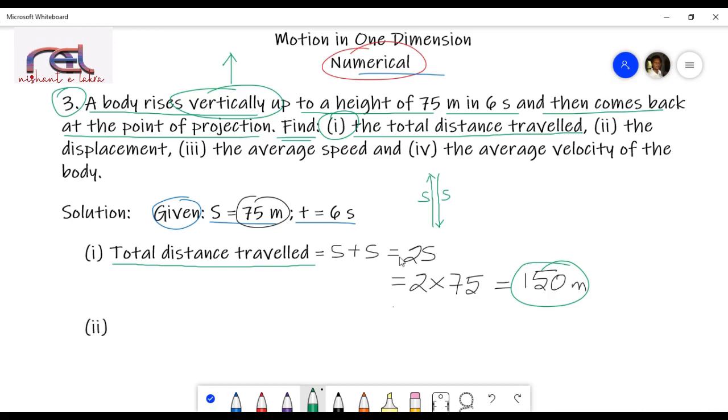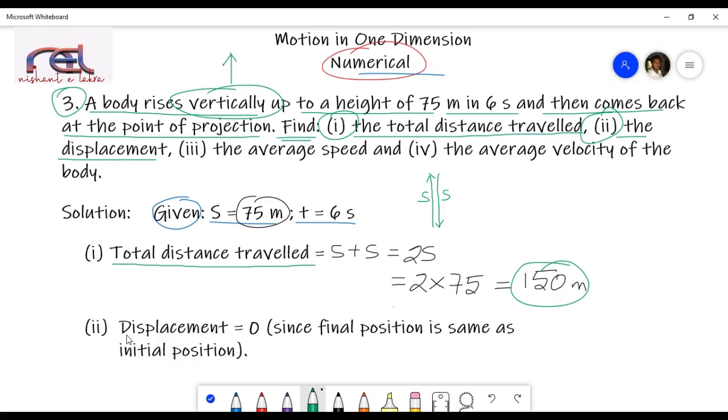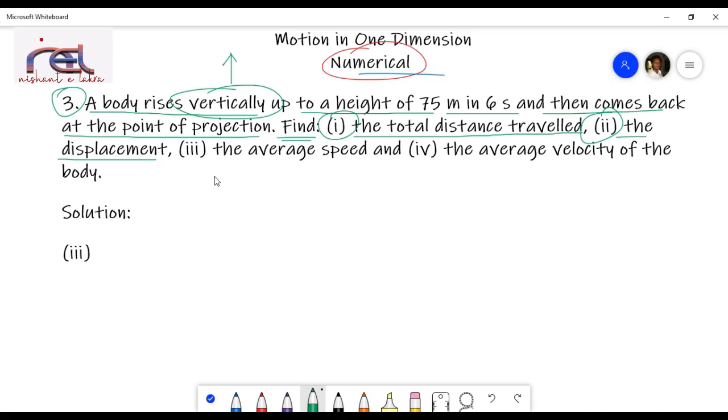Let's see the second question. The second question says that we have to find the displacement. Okay, now according to this question, displacement will be 0. Why? Because the final position is the same as the initial position, right? From where the body moved vertically upwards, it returns back to that same point. So obviously there is no displacement at all, and that's why displacement is 0. I hope you have understood this. Let's solve the third question.